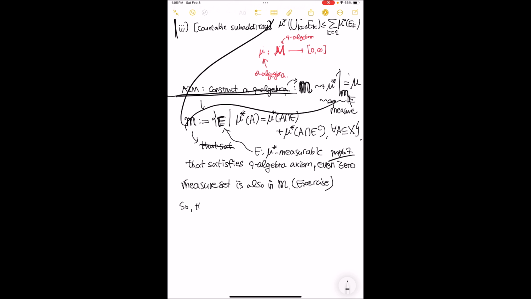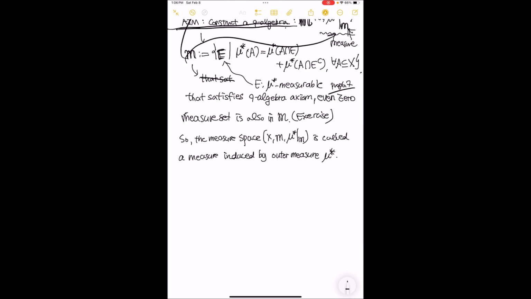So the measure space is called a measure induced by the outer measure mu star. Okay.